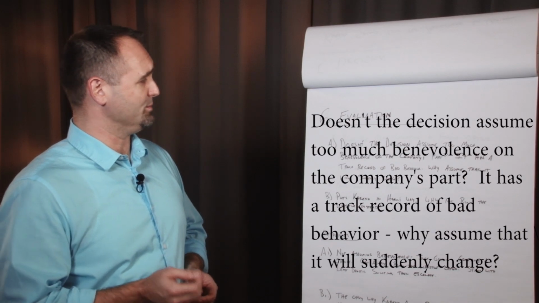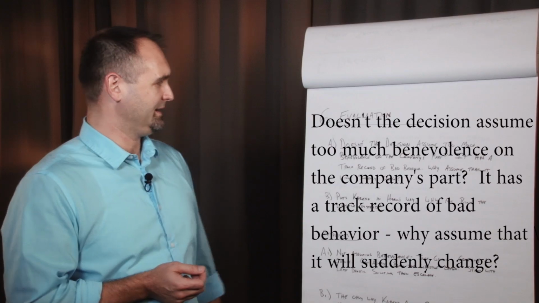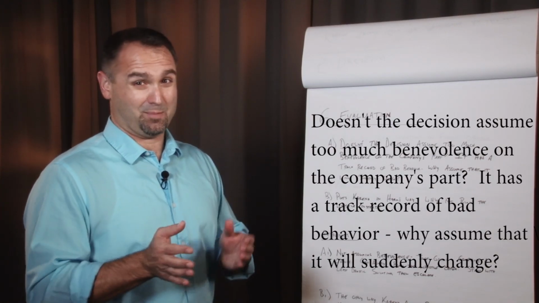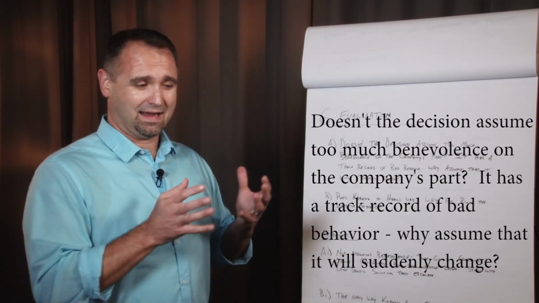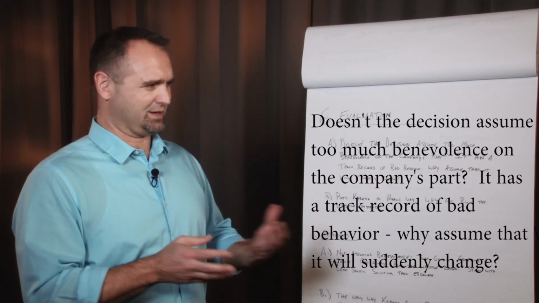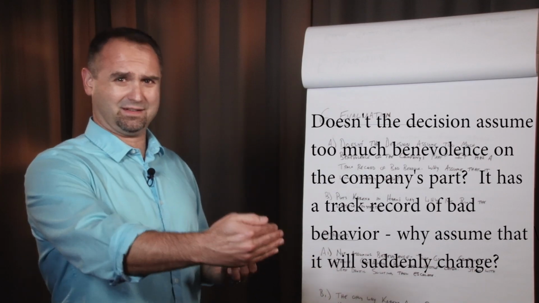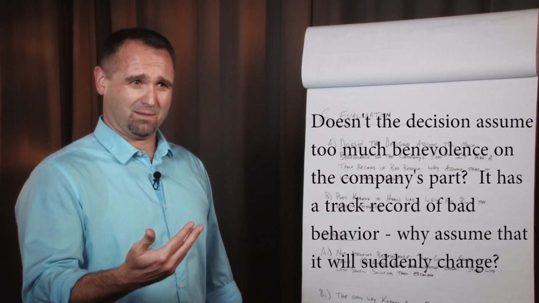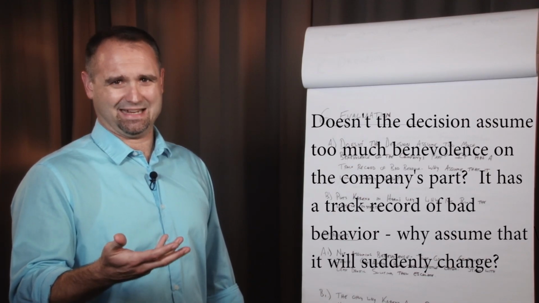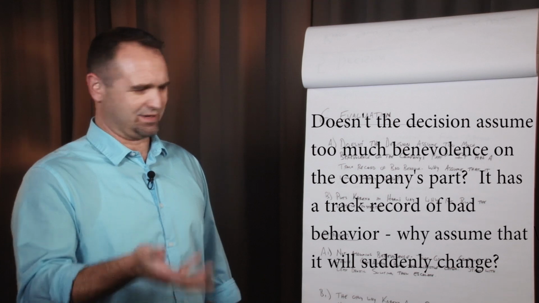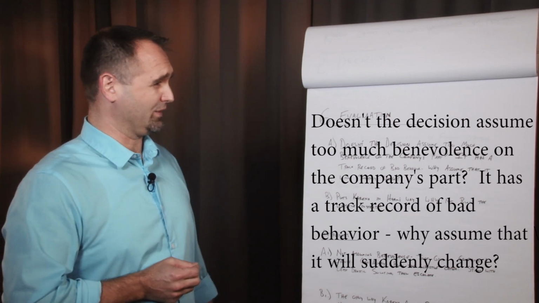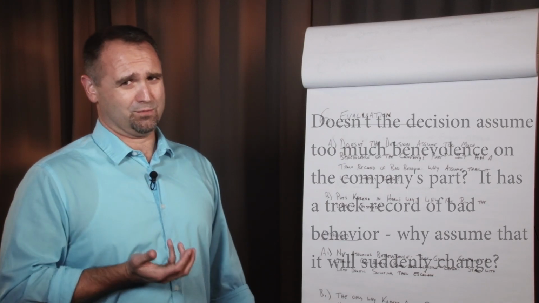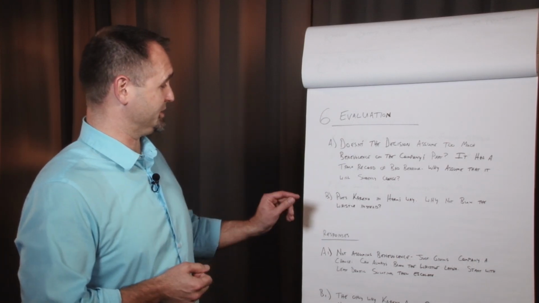Doesn't my decision assume too much benevolence on the company's part? If it has a track record of bad behavior, why should we assume that it will suddenly change? This is a company that's intentionally polluting the environment and taking steps to cover that up. They're using subcontractors to distance themselves from their wrongdoing. They look villainous. So why should I assume that if Karina goes to them that they'll do anything about it? And why wouldn't they just retaliate against Karina? Fire her, stifle her, gag her, whatever. Companies sometimes aren't the most nobly upright kinds of organizations, so why should I assume that Karina's is any different? This is essentially the objection.